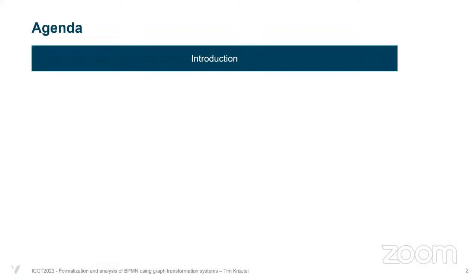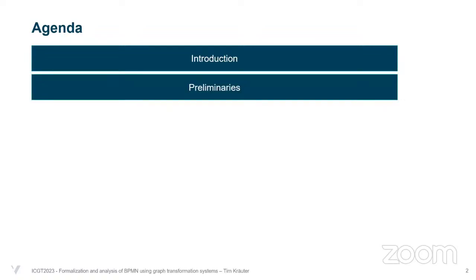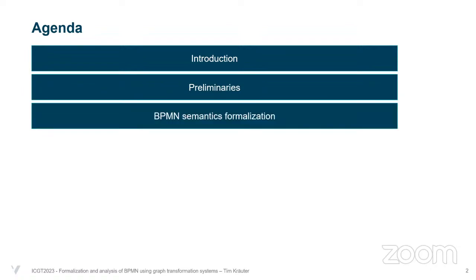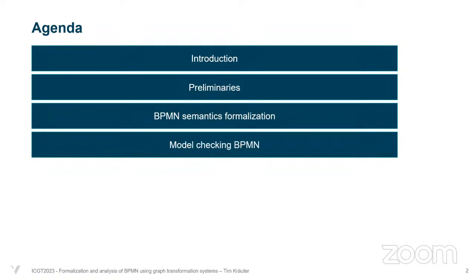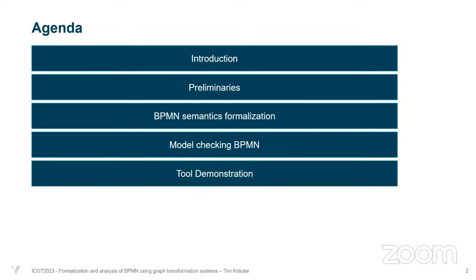So let's look at the agenda first. I'll give you an introduction. What is the motivation? Why is it useful? Why should we formalize this modeling language? I'll give you a short primer of this modeling language and the theoretical background. Then I will introduce the BPMN semantics and how we formalize them using graph transformations, which is the main part. Then we'll show you the model checking which results out of that, checking certain properties, which is useful in practice.